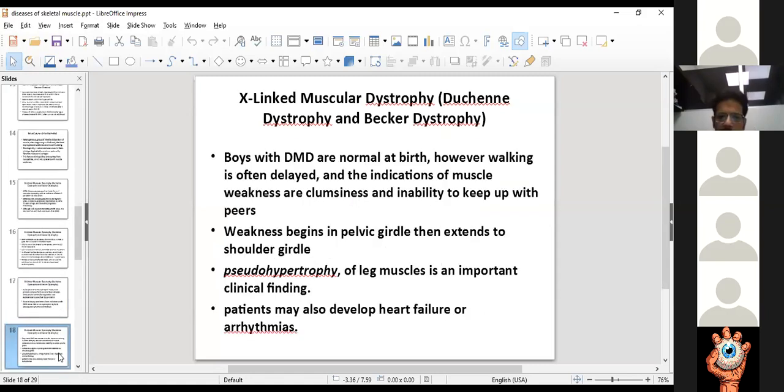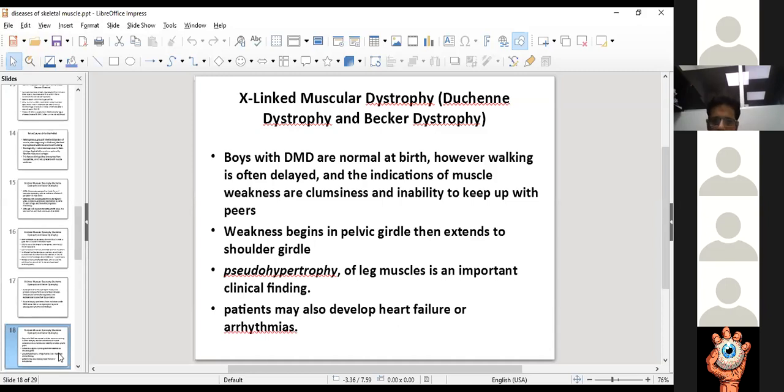Boys with Duchenne's are normal at birth; however, walking is often delayed, and indications of muscle weakness are clumsiness and inability to keep up with their peers. They tire quickly and are slow, and the mother may say the child started walking very late. These are the kind of signs or symptoms that present early, and you can pick this disease up earlier in life.